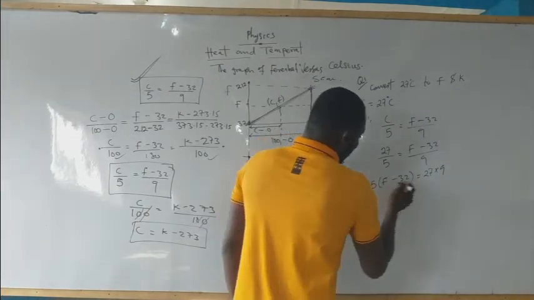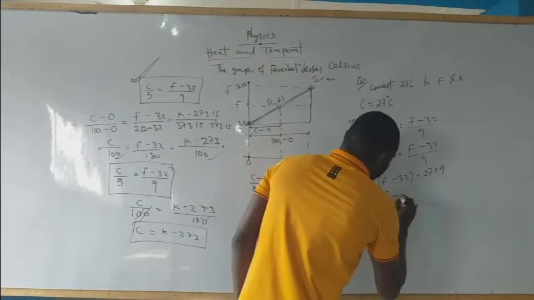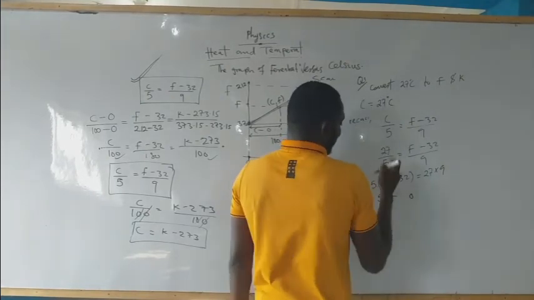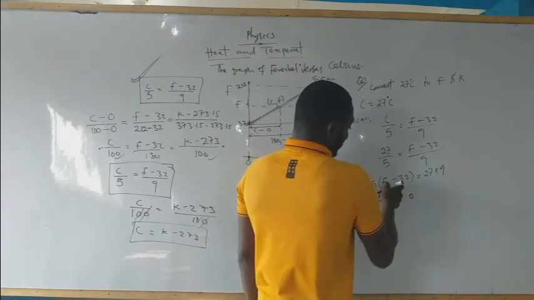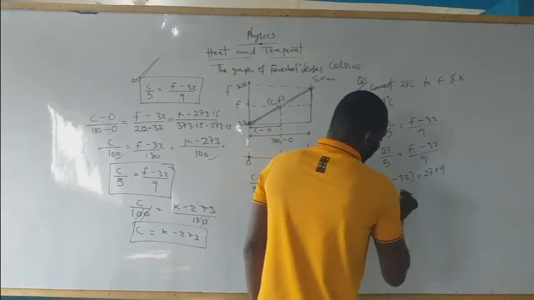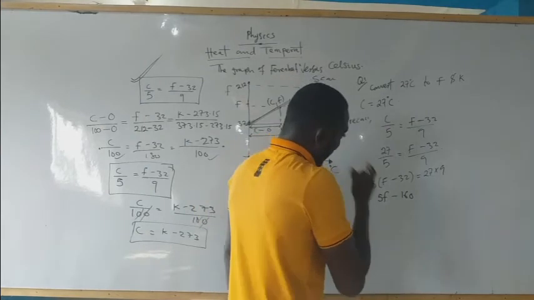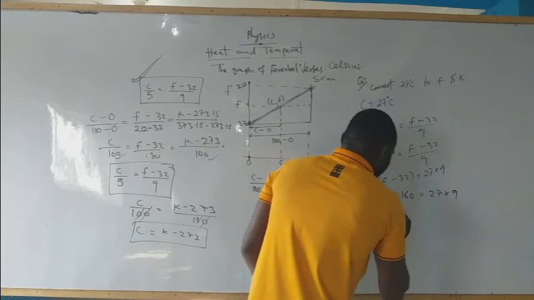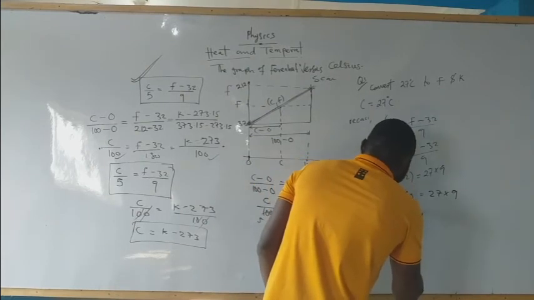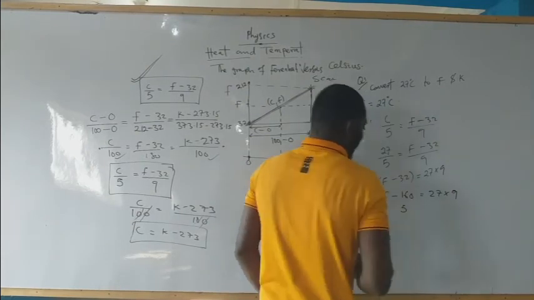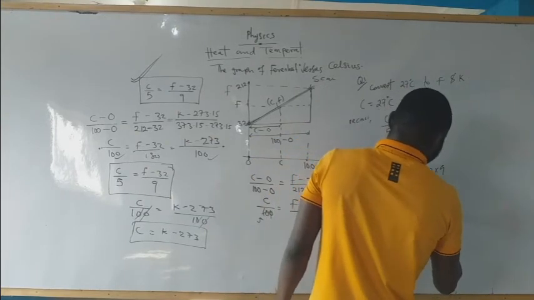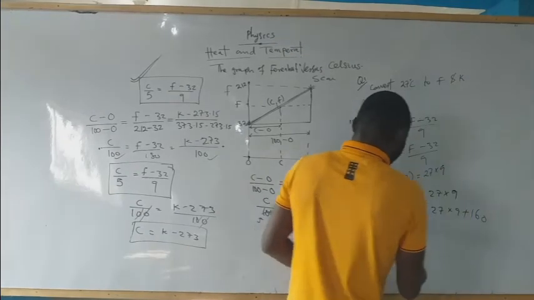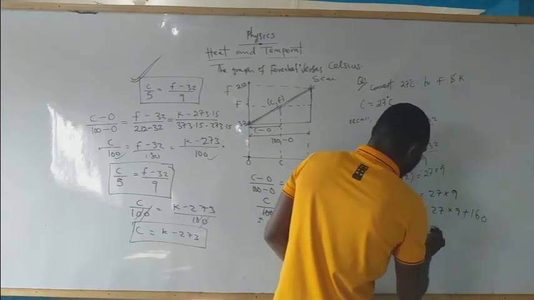Okay? So from here you can expand 5F minus 0, 15 plus 1, that's 160, equals 27 times 9. So you can have 5F equals 27 times 9 plus 160. F will be equal to what?